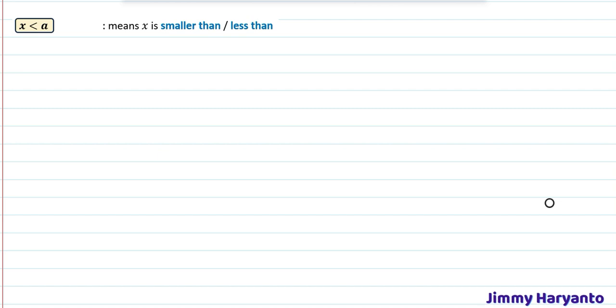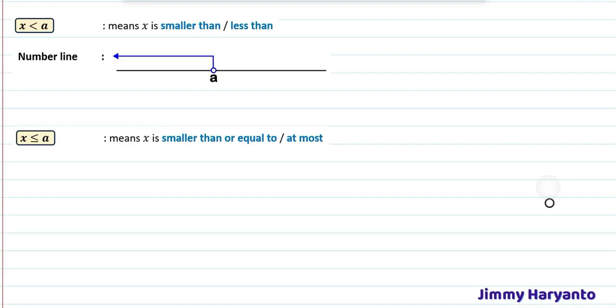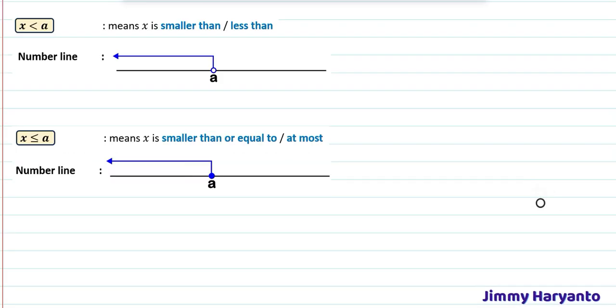And then the next one is X less than A, means X is smaller than or less than. And then the number line is just like this. The dot will be blank. And then X less than or equal to A means X is smaller than or equal to, or at most. For the dot, it will be colored.